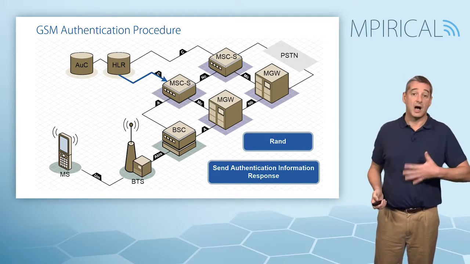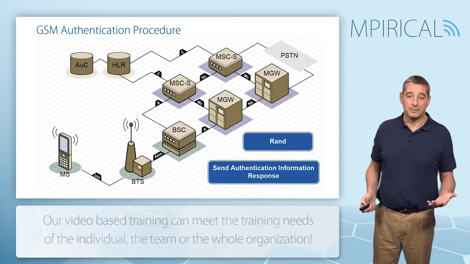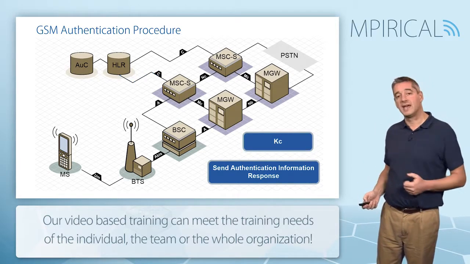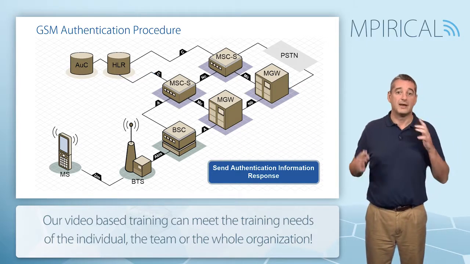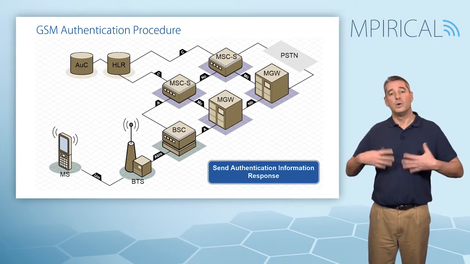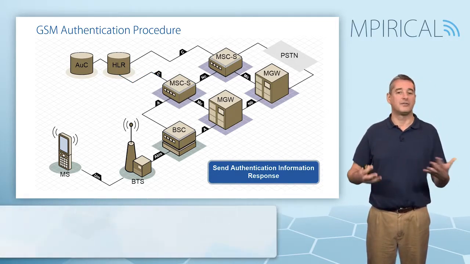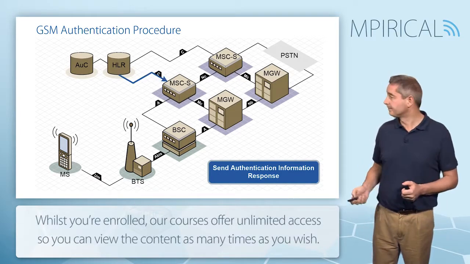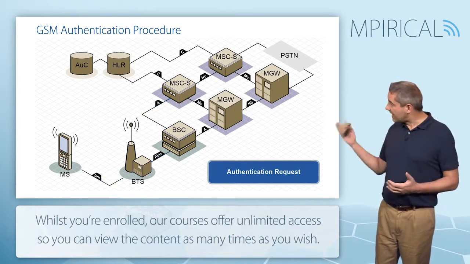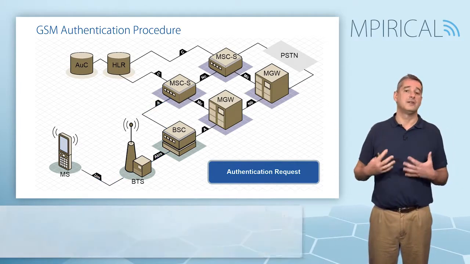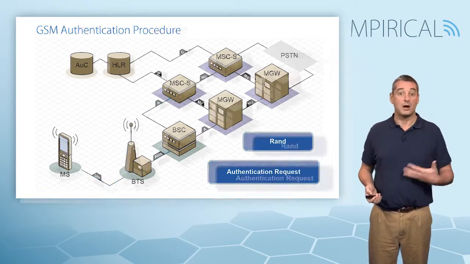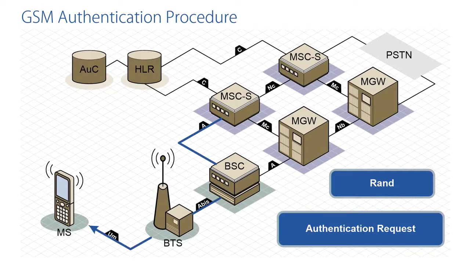And this will contain our authentication vectors, made up of the random number, SRES, our signed response, and also KC as well, the cipher key. Now, we don't typically just send down a single authentication vector to the MSCs, we'll send down a number, possibly 3, 5, 7, etc. So when we actually come to authenticate the mobile itself, the MSC server sends down an authentication request message. And this message contains the random number, part of our authentication vector.